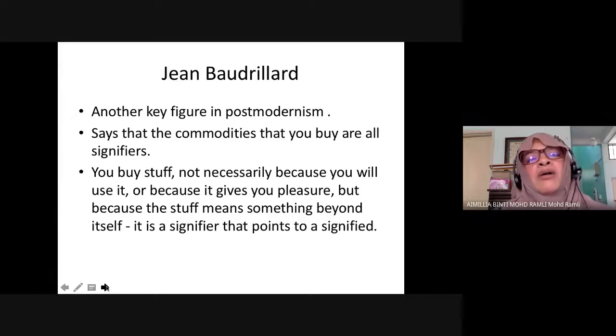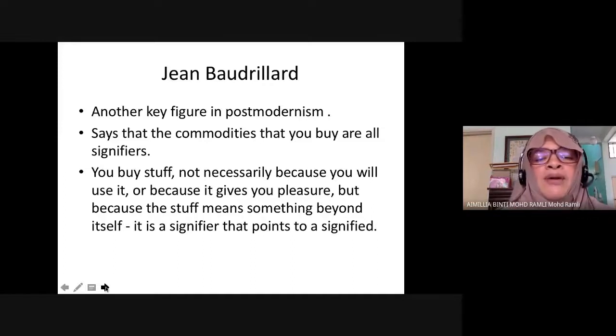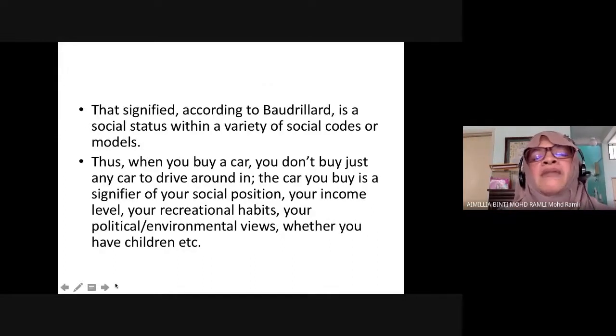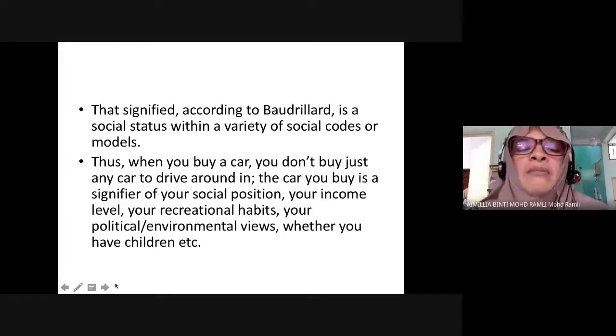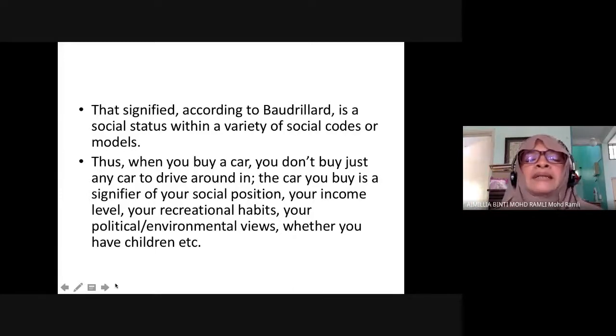According to John Baudrillard, you buy stuff not necessarily because you will use it or because it gives you pleasure, but because the stuff means something beyond itself. It is a signifier that points to a signifier. That signifier, according to Baudrillard, is a social status within a variety of social codes or models. Thus, when you buy a car, you don't just buy any car to drive around in. The car you buy is a signifier of your social position, your income level, your recreational habits, your political or environmental views, whether you have children or not, etc.